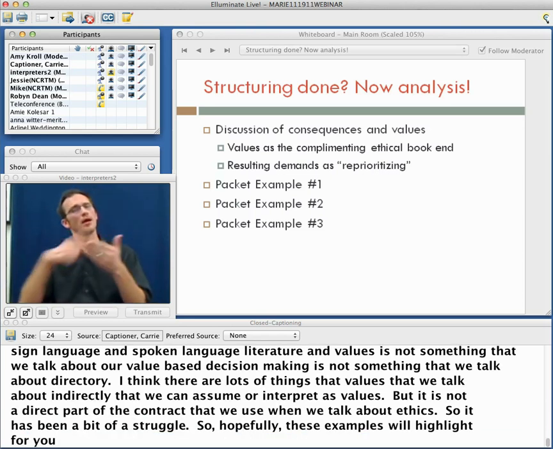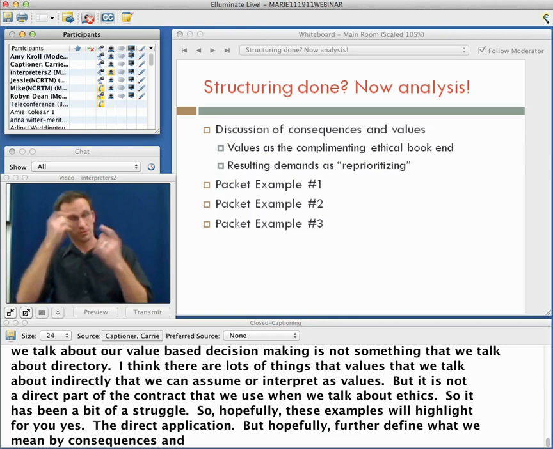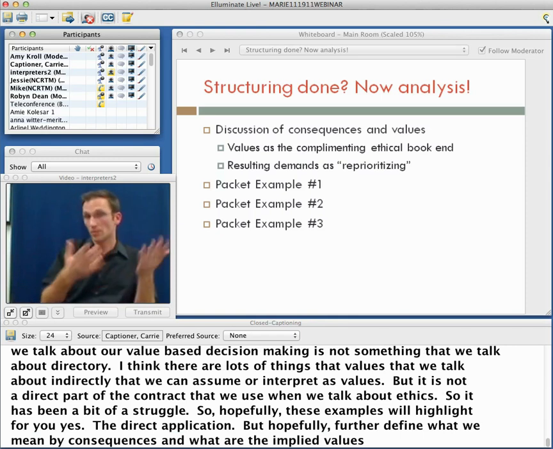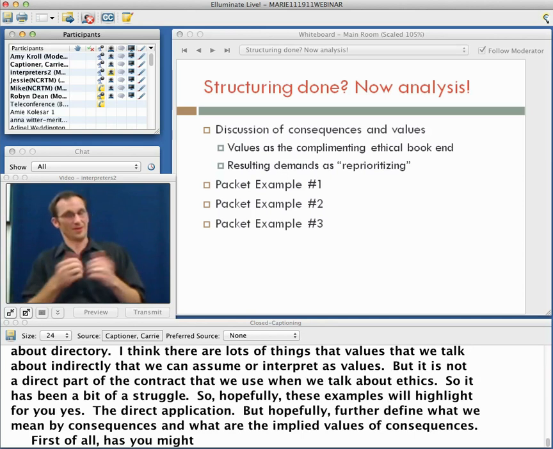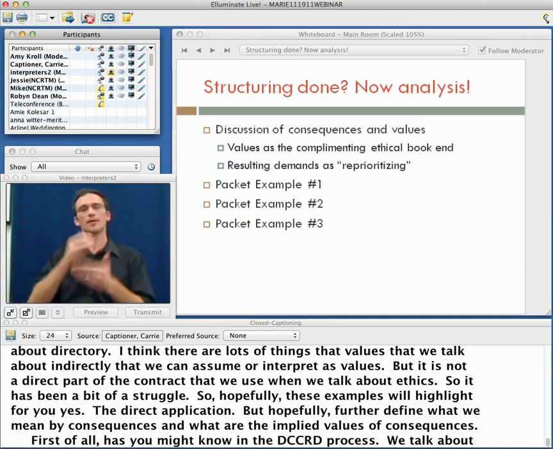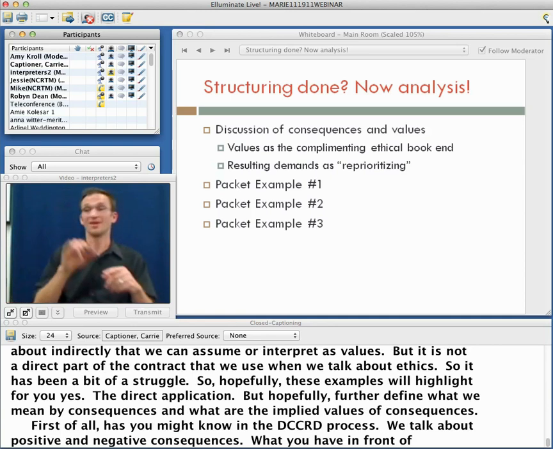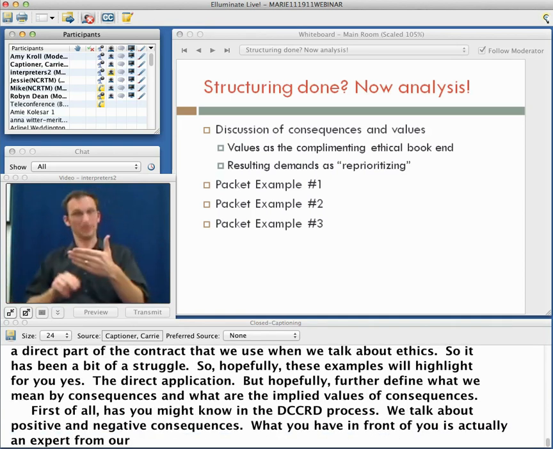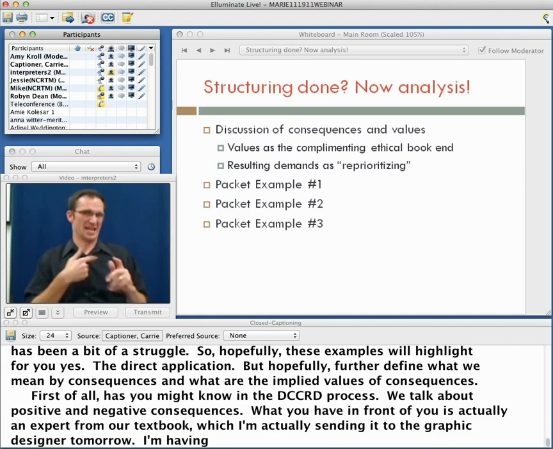yes, the direct application, but hopefully further define what we mean by consequences and what are the implied values of consequences. First of all, as you might know, in the DCCRD process, we talk about positive and negative consequences. What you have in front of you is actually an excerpt from our textbook, which I'm actually sending to the graphic designer tomorrow. I'm having separation anxiety. It's been done for about 2 weeks, but I can't send it off.